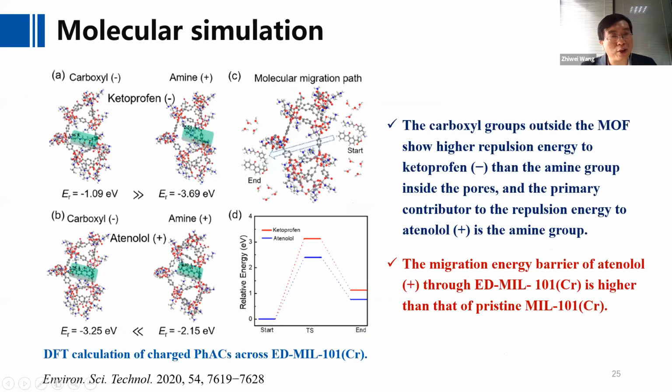We further used a molecular simulation to detect the mechanisms. We found that the carboxyl groups outside the mouth show higher repulsion energy to the negatively charged pharmaceuticals than the amine group inside the pore. And the primary contributor to the repulsion between the positively charged pharmaceuticals and the membranes is the amine group. So clearly, confirming our hypothesis.